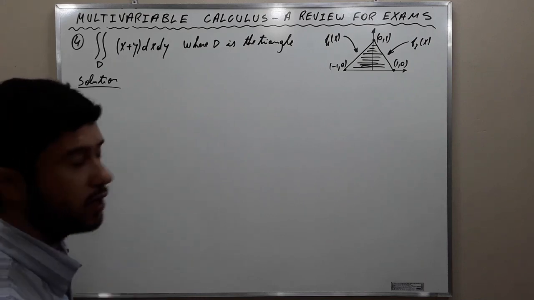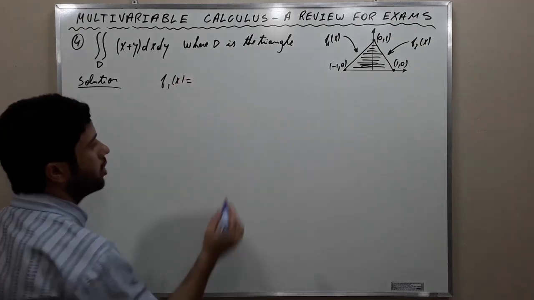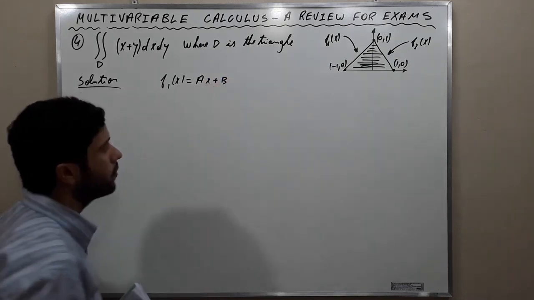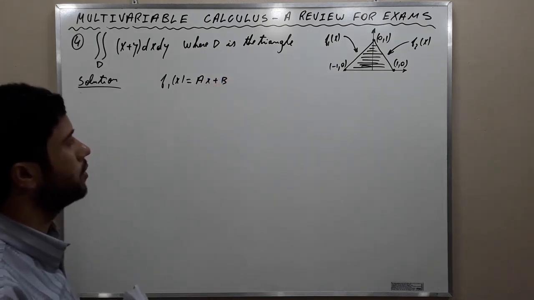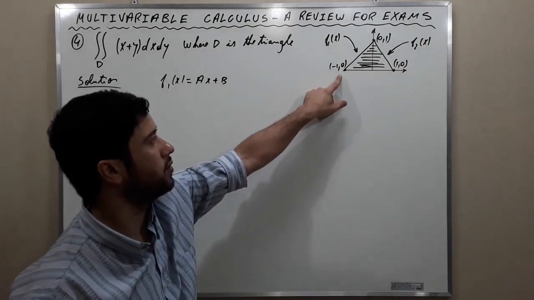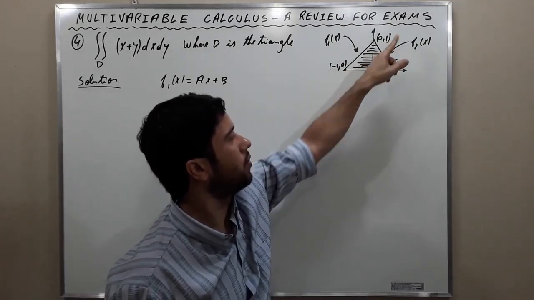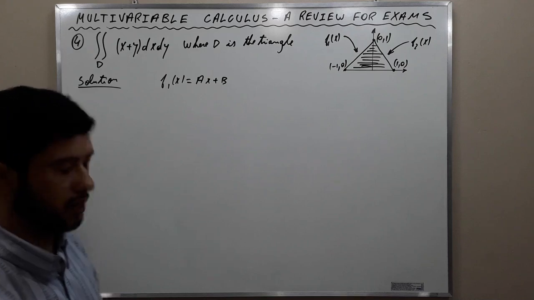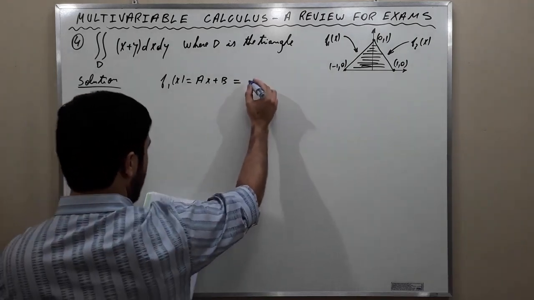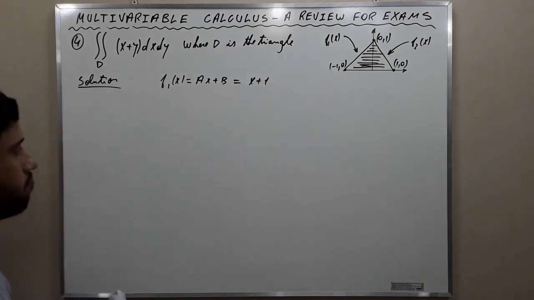We need to express f1 of x and f2 of x in terms of x. Let's find f1 first. For f1 of x, we use a general term, ax plus b. We simply use the extremes of the function. We apply (-1, 0) and (0, 1) in the function, and we get a function equal to x plus 1. It is easy.